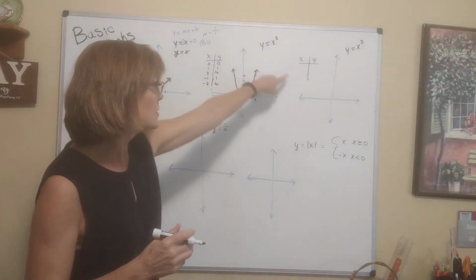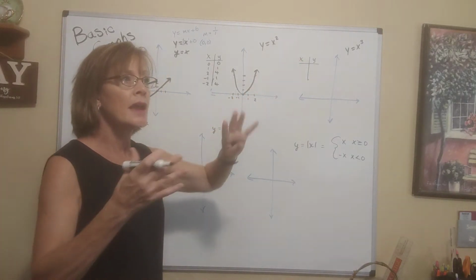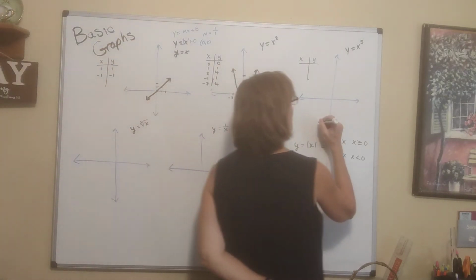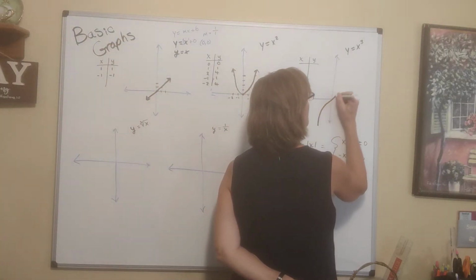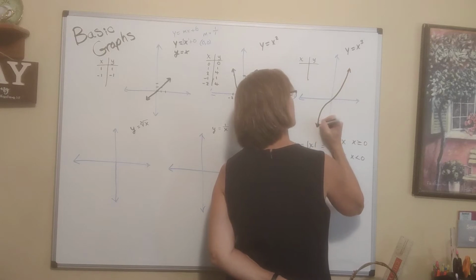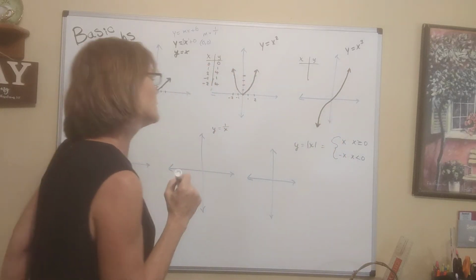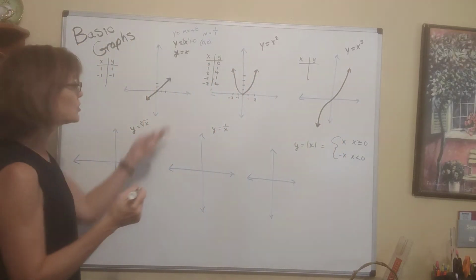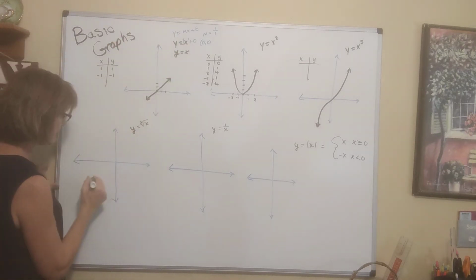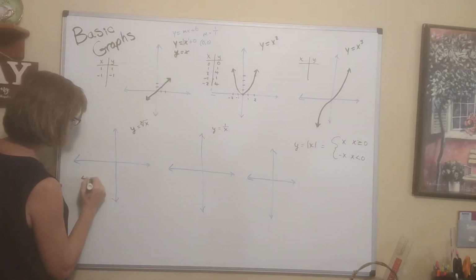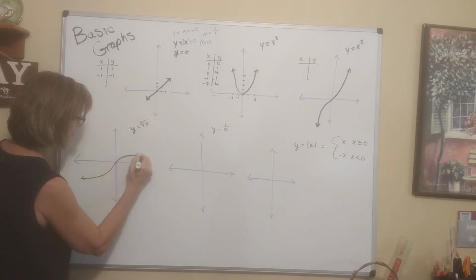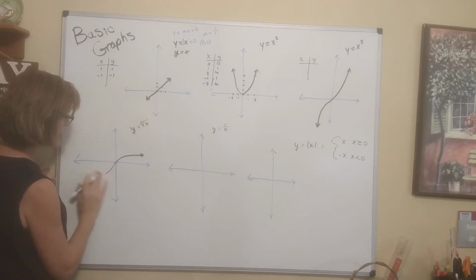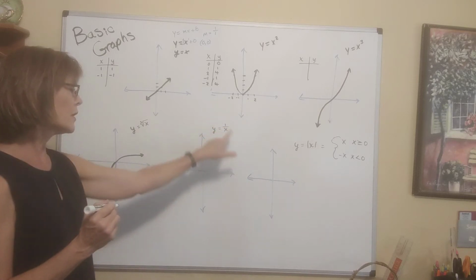X cubed, you can do the same thing. I'm not going to do this for everyone. X cubed looks like this. It comes in here and kind of does a graph like that. Y equals x cubed looks like this. You could also put points in to figure out what this guy looks like, but he looks like this. Okay, I could do a better job here. More like this.